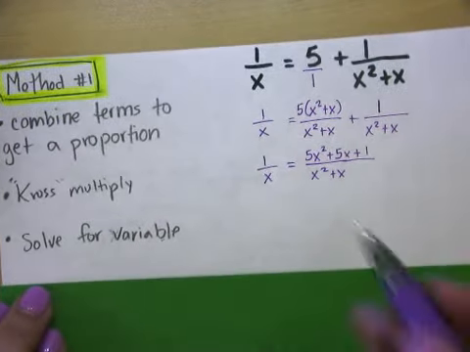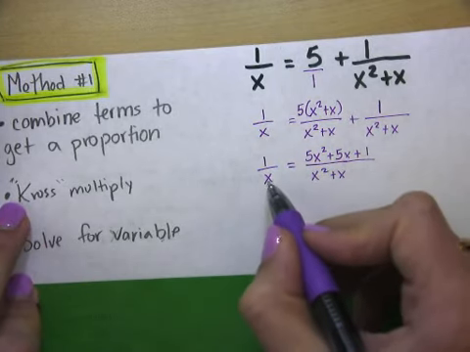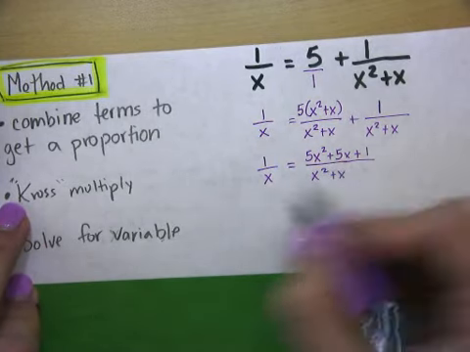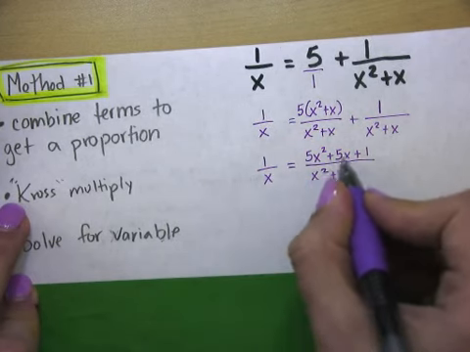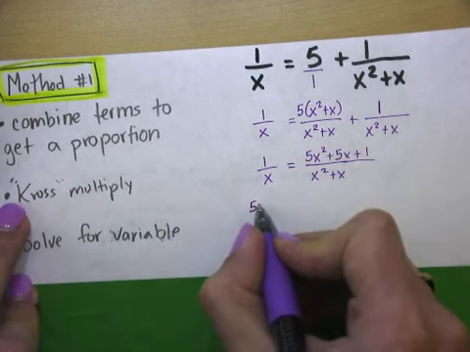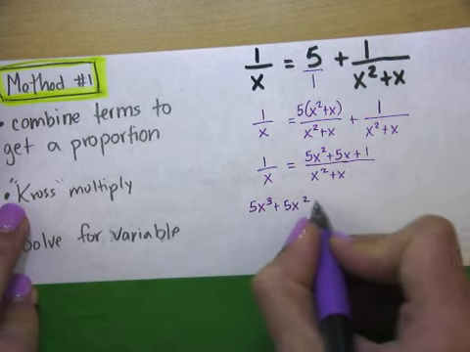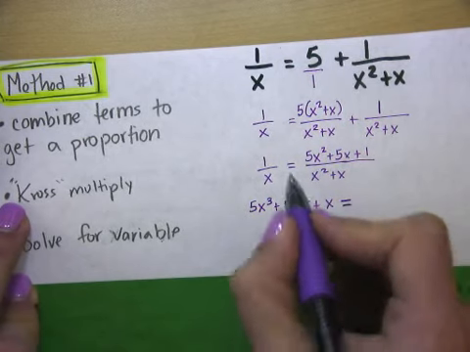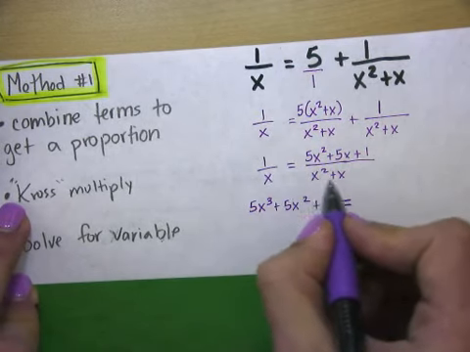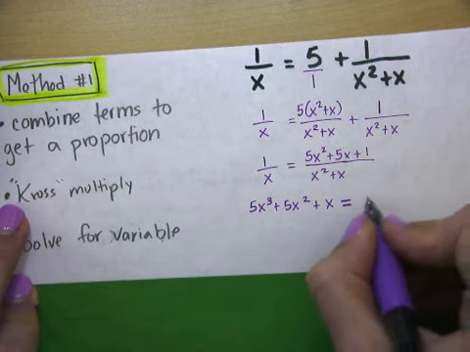The second step is to cross multiply. You look diagonally, and you multiply this denominator with this numerator. If I did that, I'd have to multiply x by all three of these, so I would get 5x cubed plus 5x squared plus x, because x times 1 is just x. And then you set that equal to the other cross product. So you multiply this direction diagonally, and anything times 1 is just itself.